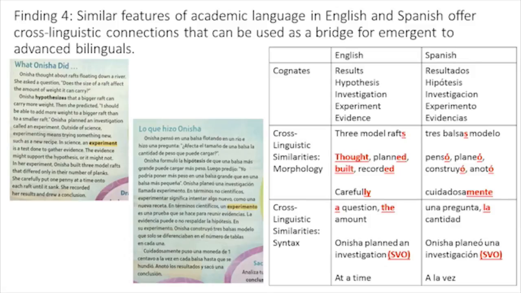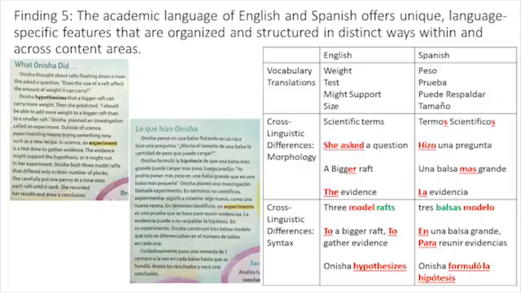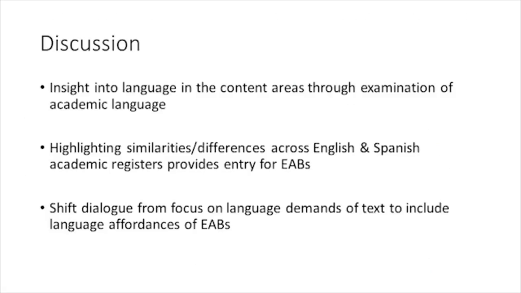So finding 4 talks about similarities that we would want teachers to really bring out of the text, similarities in terms of cognates, morphology, and then other aspects of word order. There are also differences that teachers can highlight. So vocabulary translations when there are no cognates for those words, or the ways that morphology differs, and also word order aspects.